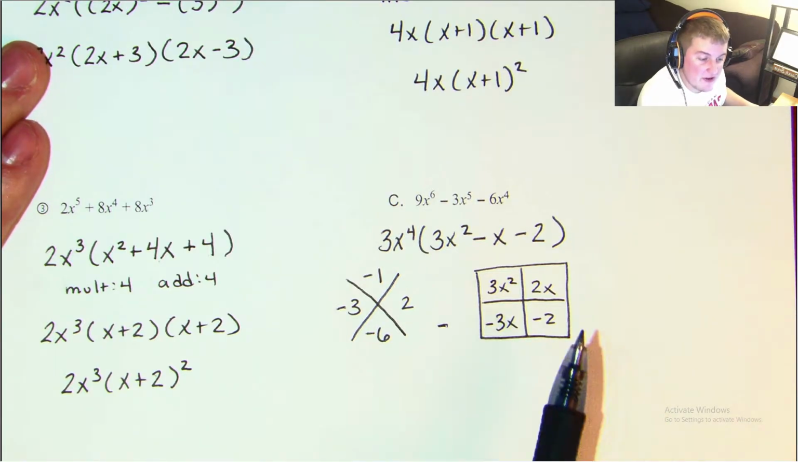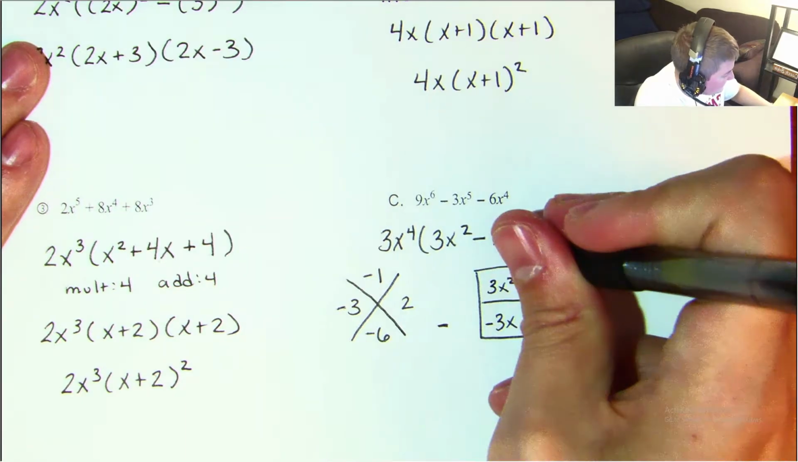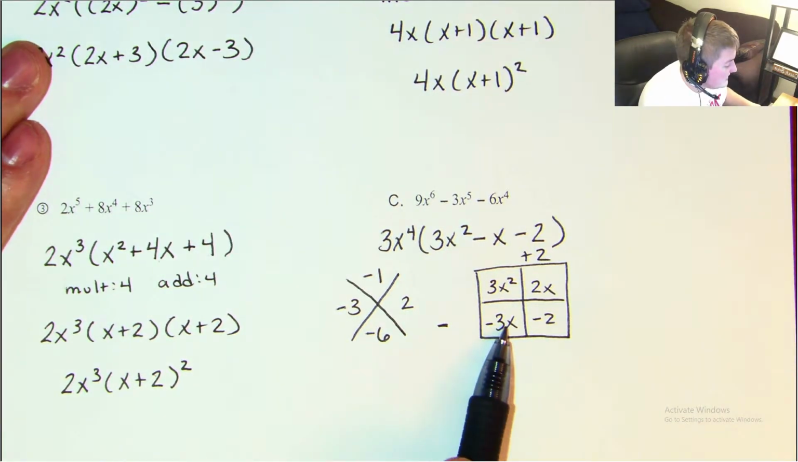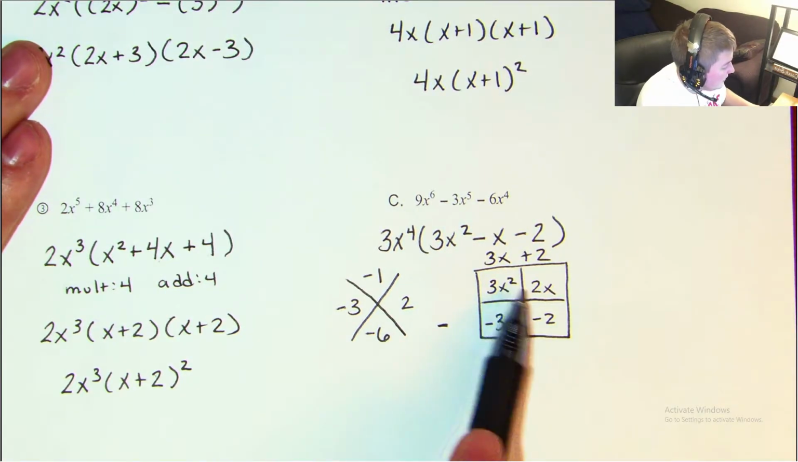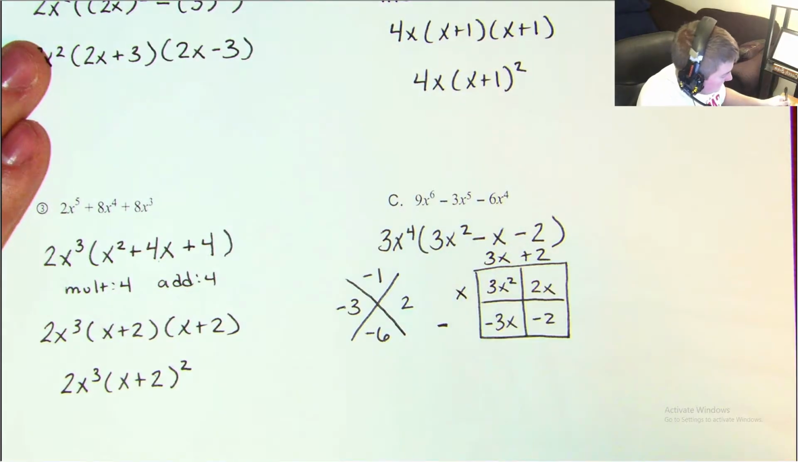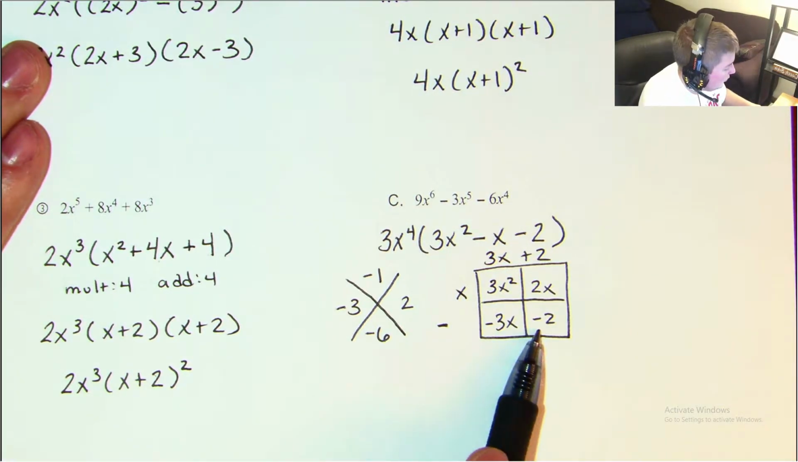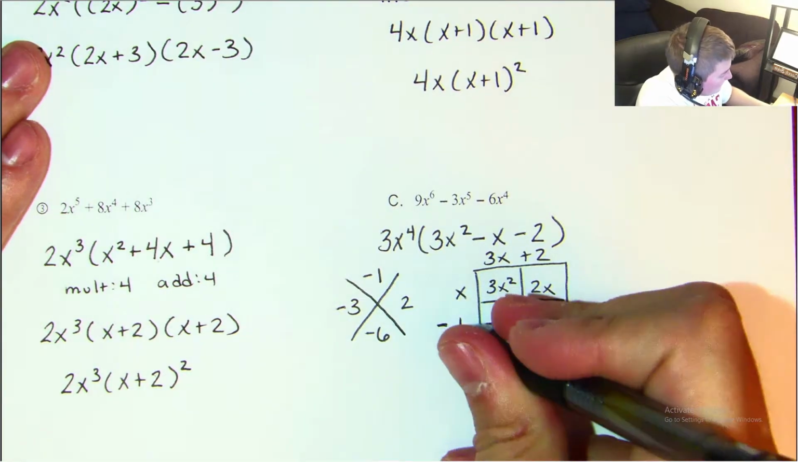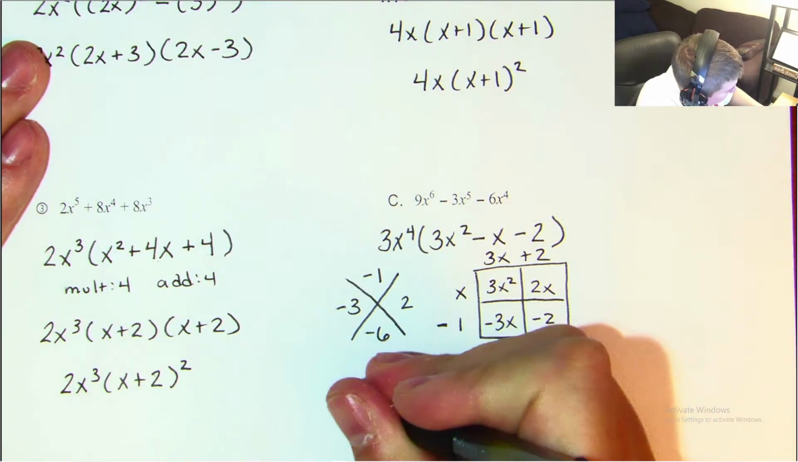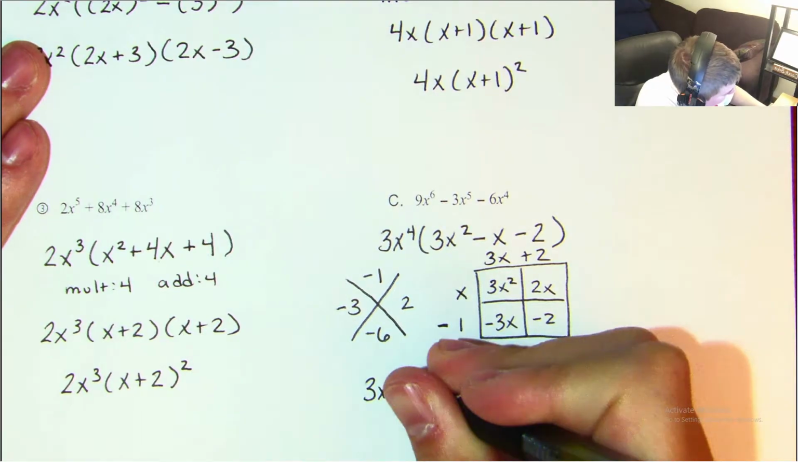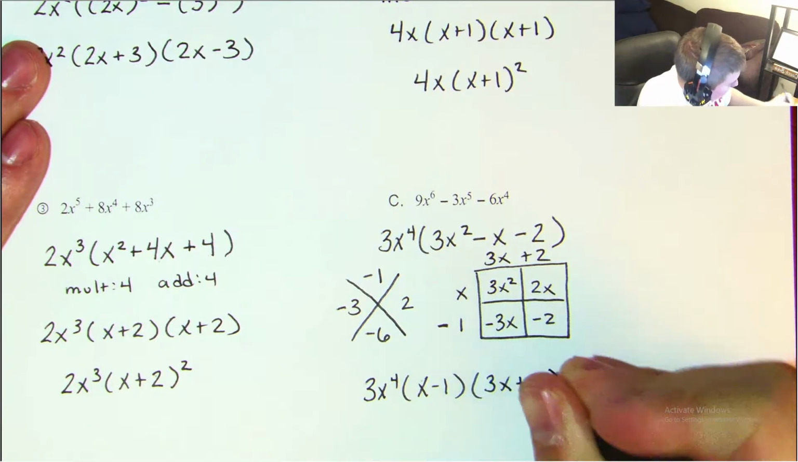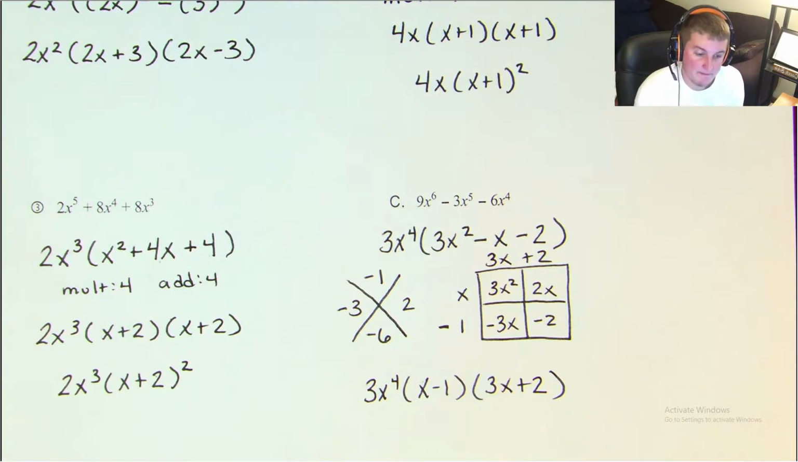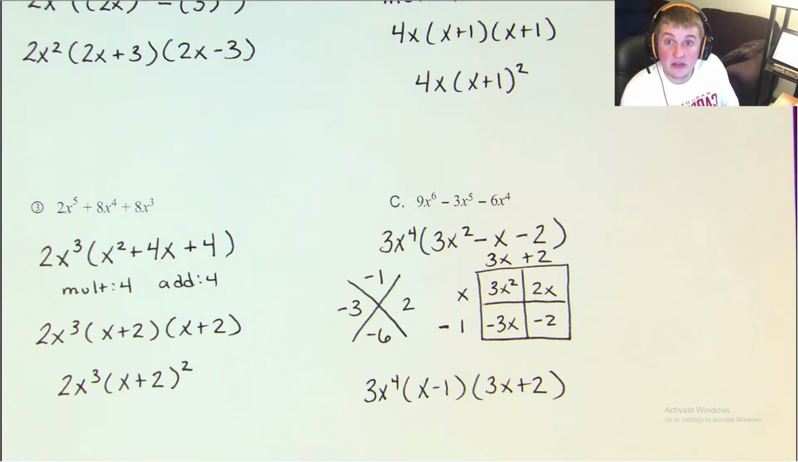Then I just take the greatest common factor out. 2 and 2x has a common factor of 2. 3x and 3x squared has a common factor of 3x. 3x squared and 2x have a common factor of x. And 3x and negative 2 are going to have a common factor of negative 1. So this is going to factor into 3x to the 4th times x minus 1 times 3x plus 2. Okay. That is A, B, and C. So hopefully you all did well, and if you didn't, you figured out what you did wrong.